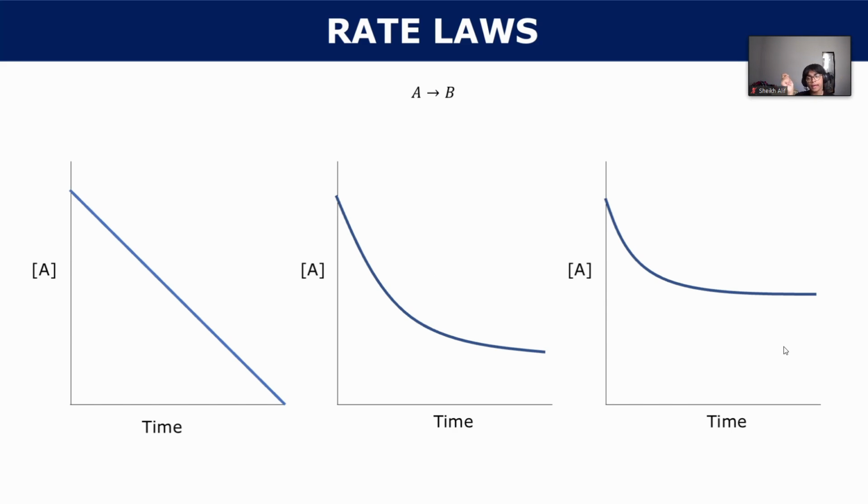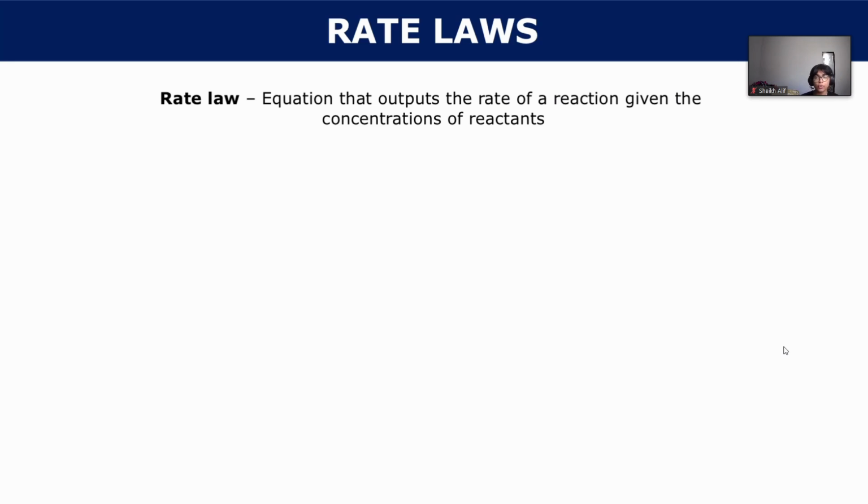So although they might, as we see in the one all the way to the left, some of them might go down quite a bit and then plateau off, and some might go down a little and then plateau off. So there's many different ways that reactants can change in their concentrations over time. And the way we represent this is using rate laws. So the rate law is an equation that outputs the rate of a reaction given the concentration of reactants.